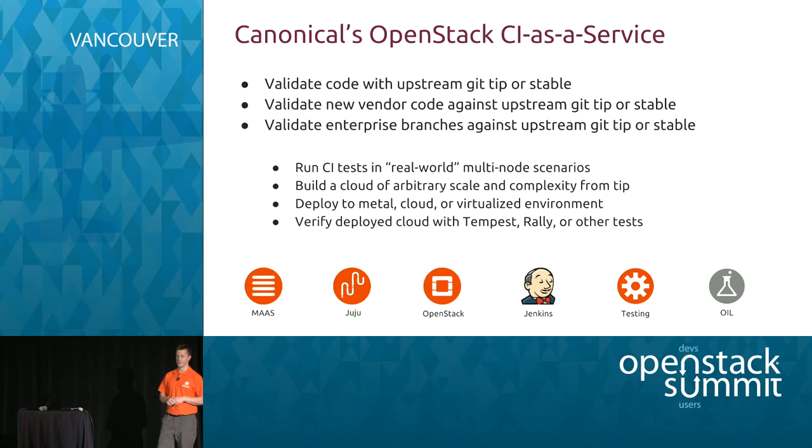What we're going to be doing is applying patches as soon as we can to our next branches, which are our stable or development branches. But you also get the ability to validate new vendor code against upstream Git tip or stable. So let's say you're Contrail or some other NFV, SDN, or storage solution that plugs into OpenStack. Well, this could be very useful, because if you are able to keep testing your solutions from tip, you'll know before we release packaging, before Liberty even comes out into a stable release, that you're working. You'll be tested and sure.